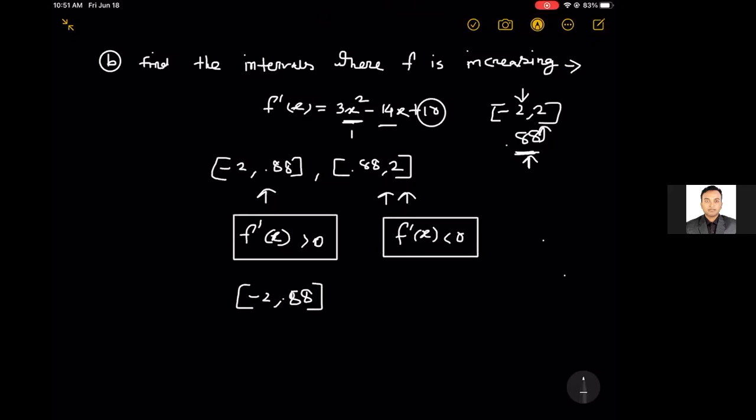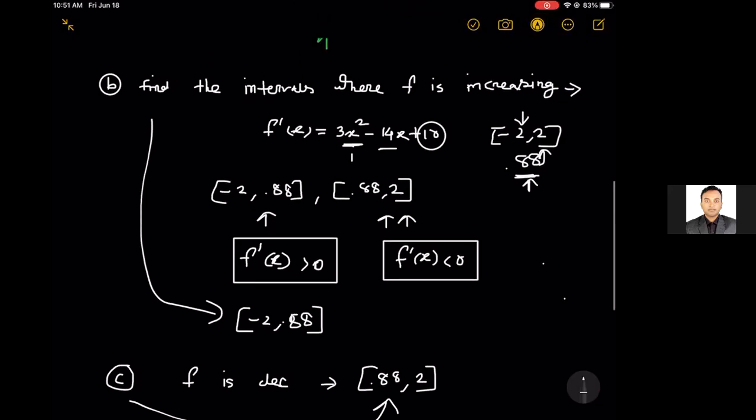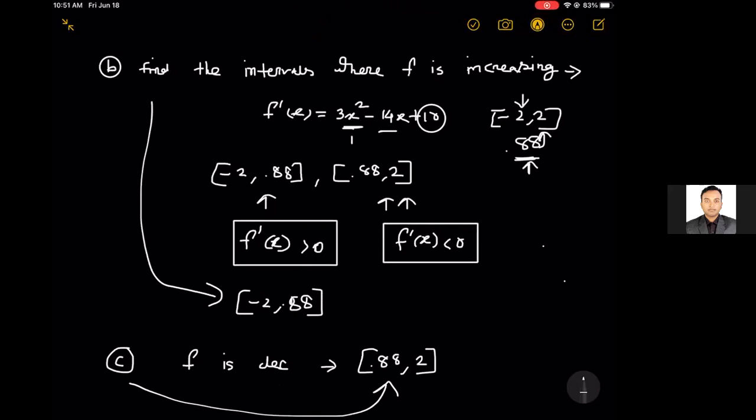So we'll say our question C will be actually this: find the interval where f is decreasing, and our answer is this, 0.88 to 2. This is the answer for B, and this is the answer for C. So the thing here is to subdivide your intervals using the critical points and just see how it's behaving. Okay, nothing else.